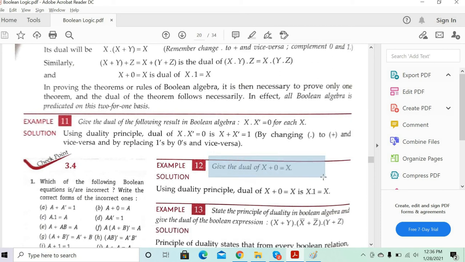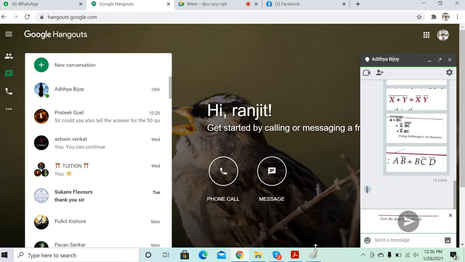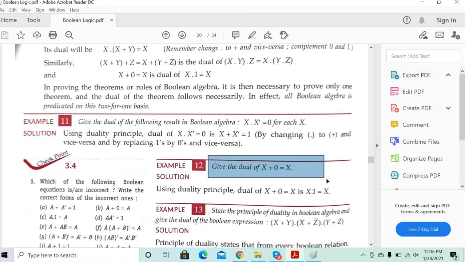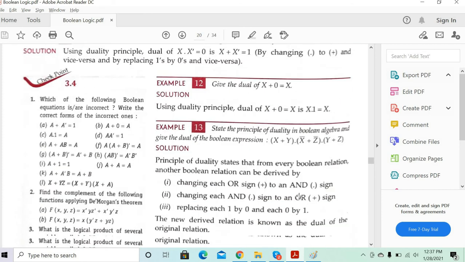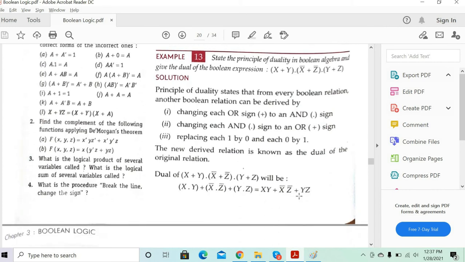Okay. Now, next part. Give the duality of x plus 0 is equal to x. Now what will x dot 0 be when changed? Okay. x plus 0 is equal to x. So then x dot 1 will be equal to x. Plus you change to a dot, 0 changes to 1. So 1 into x will always be x only. Clear? Yes, sir. Fine.